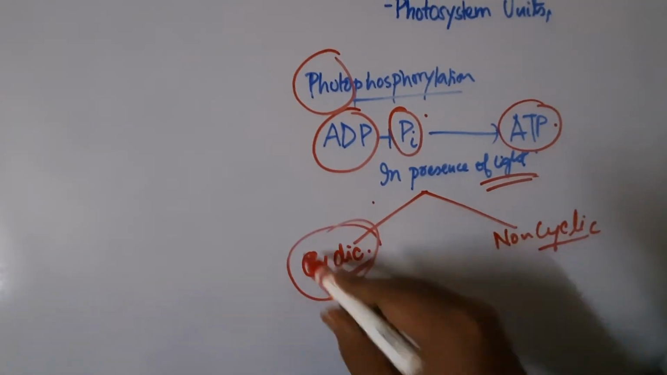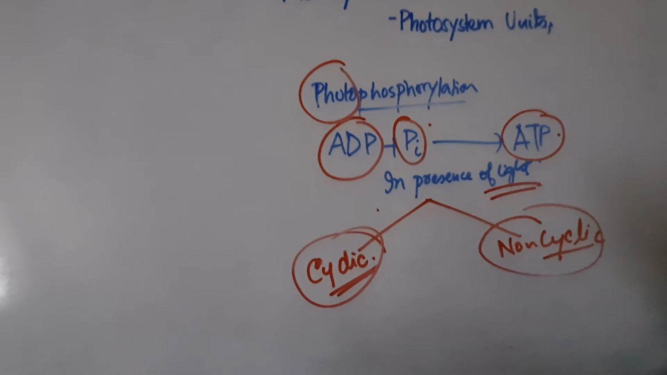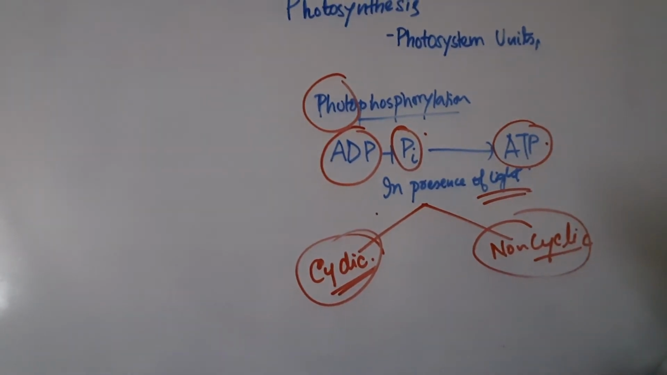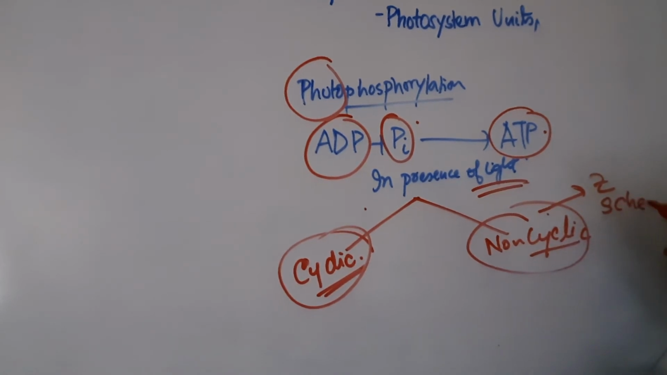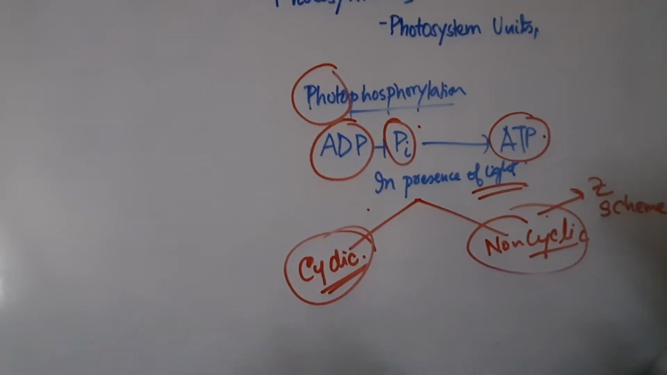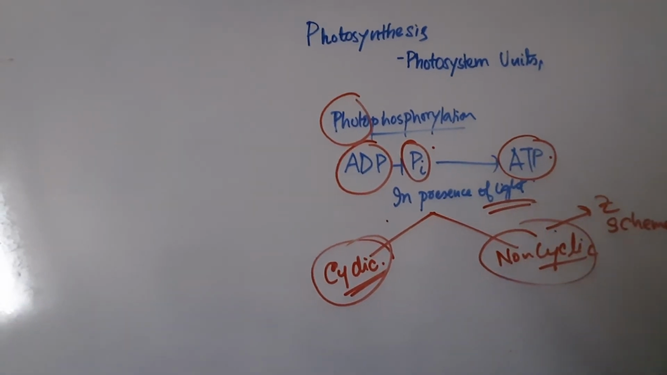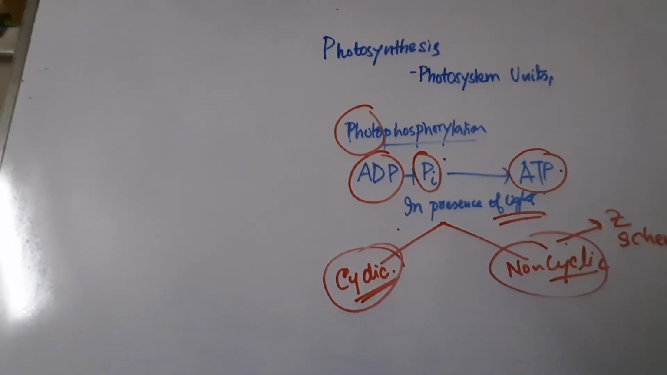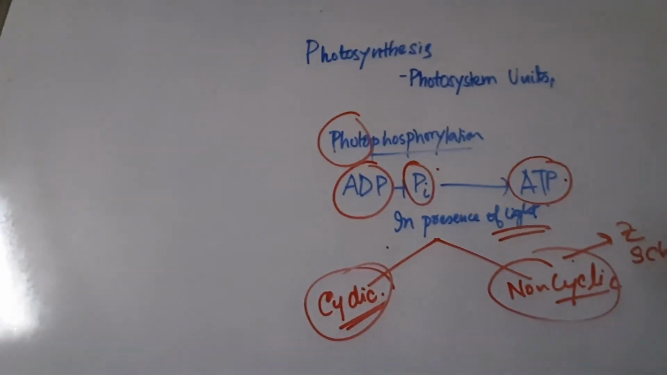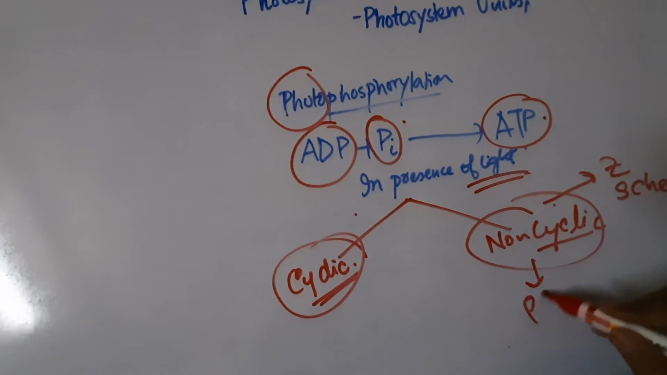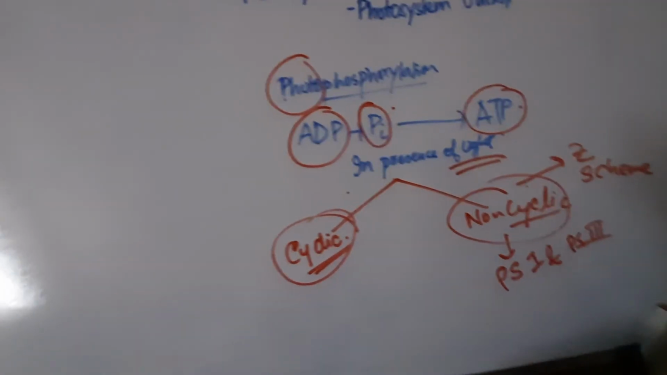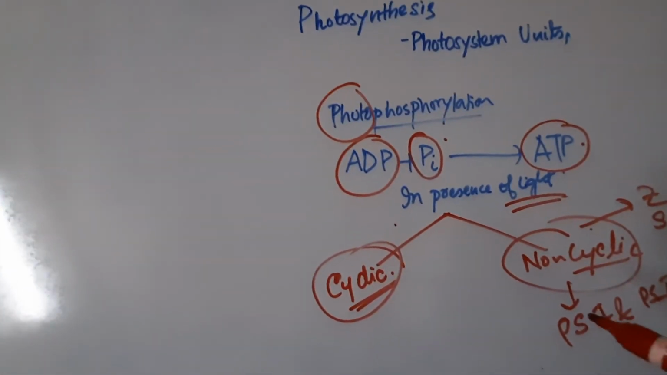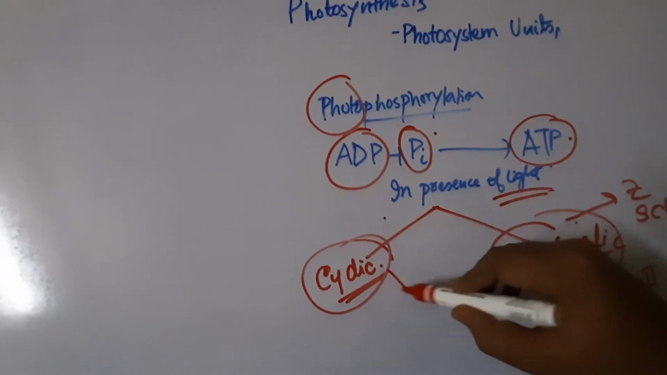We will discuss the cyclic one in one video and the non-cyclic in another video. Non-cyclic photophosphorylation is also known as the Z scheme. In non-cyclic photophosphorylation, both PS1 and PS2 take part, but in cyclic photophosphorylation only PS1 takes part.